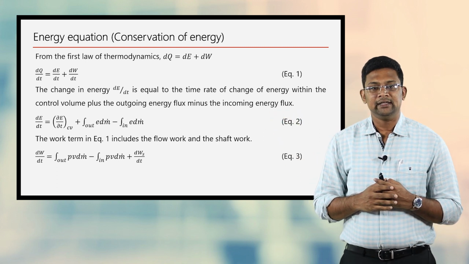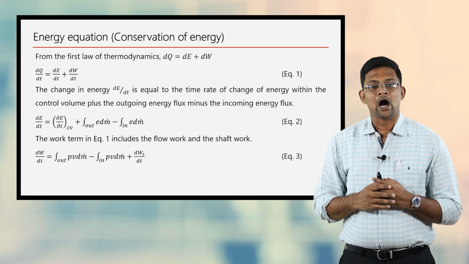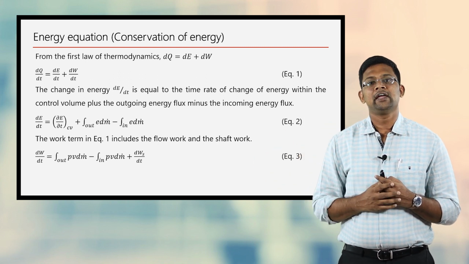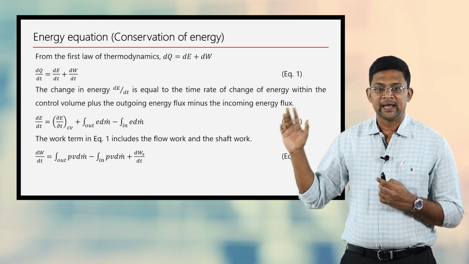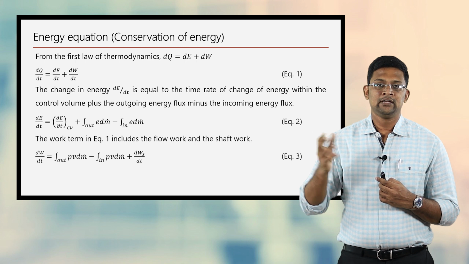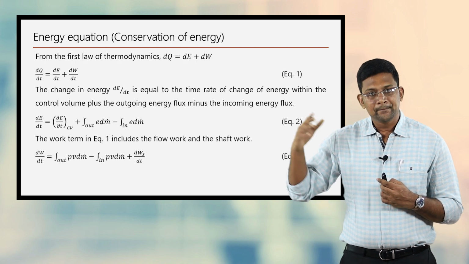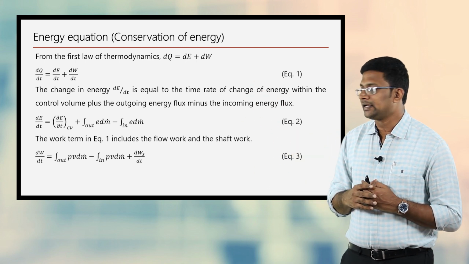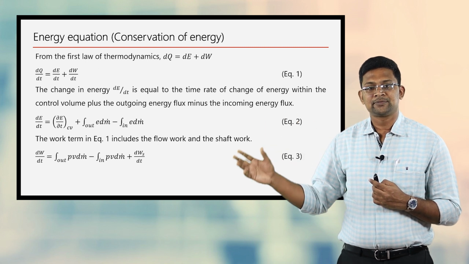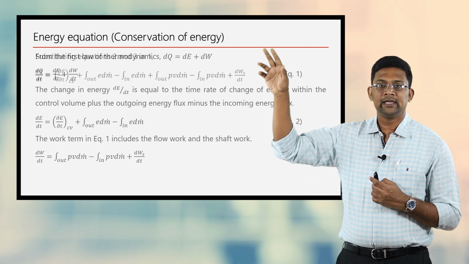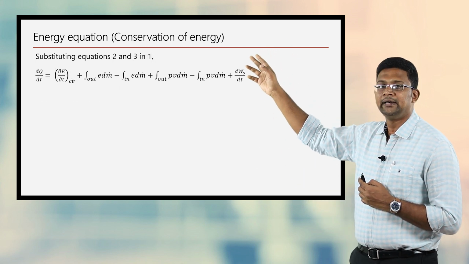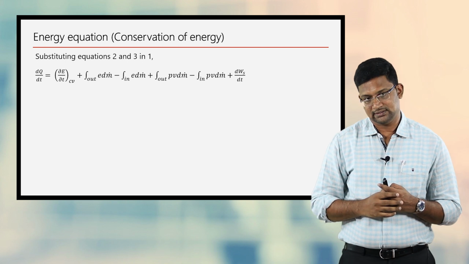dW by dt is equal to integral out PV dm dot, that is the outflow of the pressure volume work, minus integral in PV dm dot, that is the inflow of the pressure volume work, plus of course the shaft work, that is dWs by dt. Now we are going to substitute these two expressions into the main expression. Hence, the expression for dq by dt can be seen as like this.